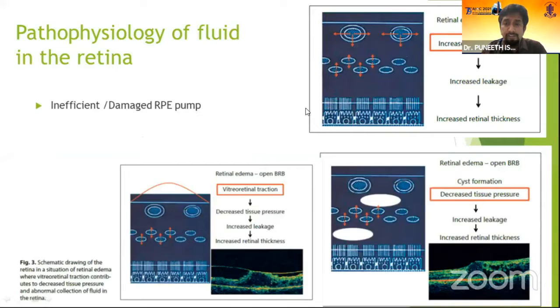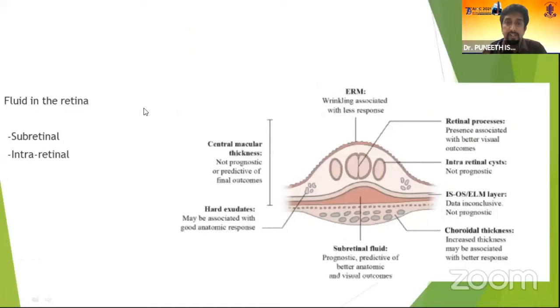So what is the pathophysiology of fluid in the retina? Anything that causes increased blood pressure can cause increased leakage and increased retinal thickness. Sometimes there's tissue cyst formation, which reduces the retinal tissue pressure, so there's increased leakage from the surrounding vessels. Sometimes traction from the vitreous can cause increased fluid entry into the surrounding tissues. Also, when the RPE pump does not pump out the fluid, there can be accumulation of subretinal fluid.